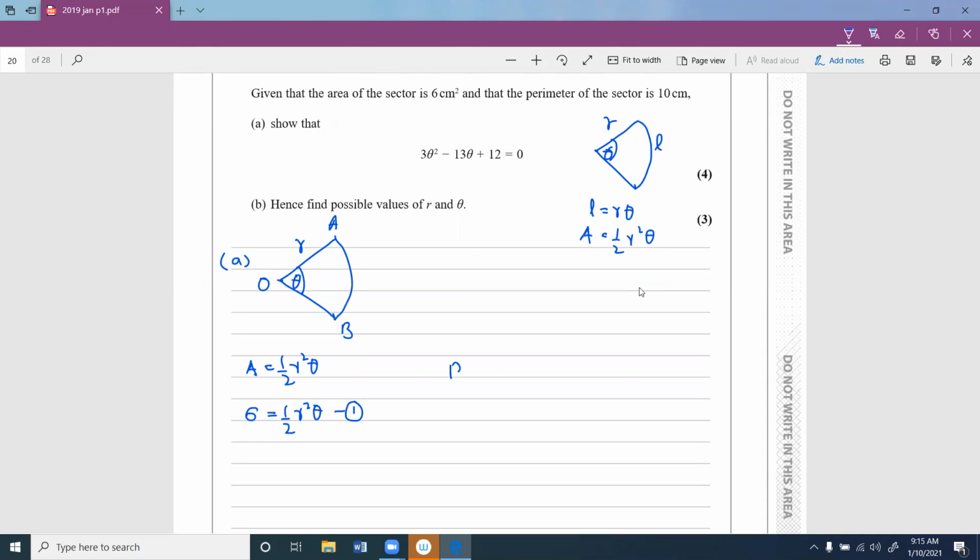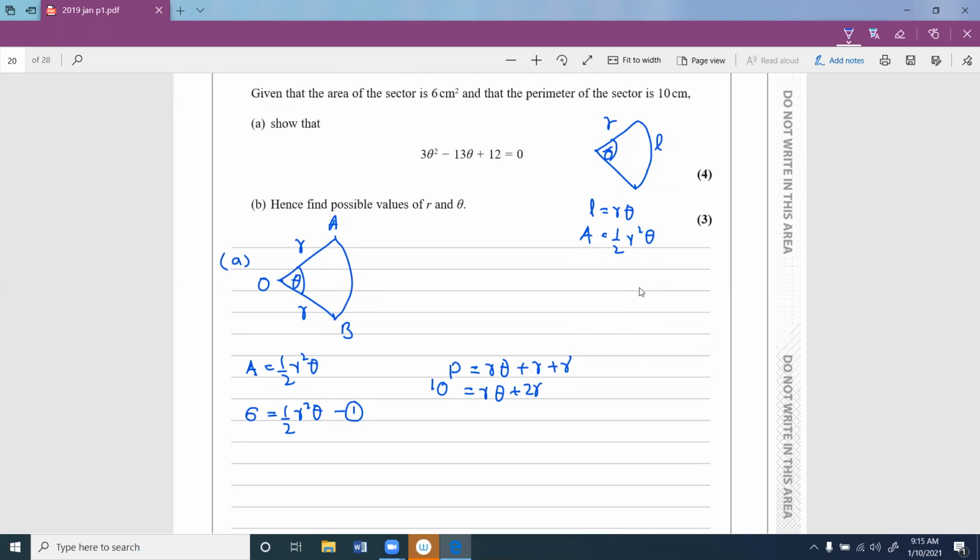How do we get the perimeter for this? This arc length you can get by r theta, plus here also r, r plus r. So the perimeter is the arc length r theta, plus r plus r. The perimeter they have given us is 10, so 10 equals r theta plus 2r, right?